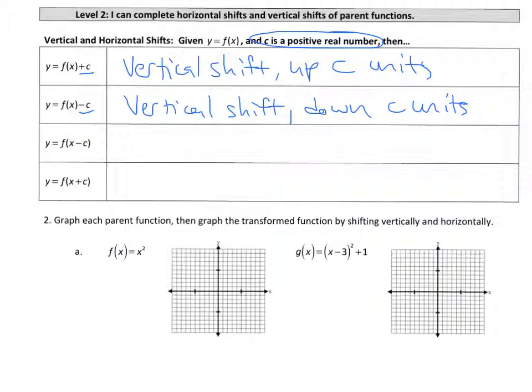When you add or subtract a number on the inside of the function, it's a horizontal shift, but you will find that everything that happens on the inside of the function is counterintuitive. So when it says minus c, we would think that you would shift to the left in the negative direction, but that's not the case. We actually shift to the right in the positive direction. So this is going to be a horizontal shift c units to the right.